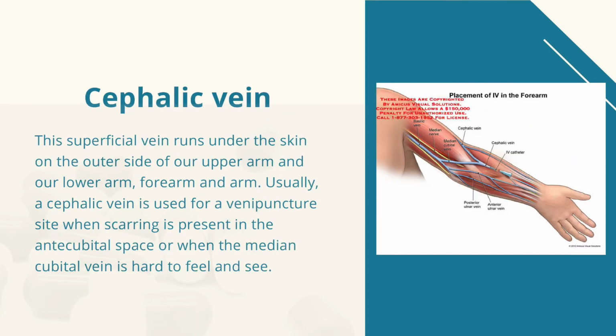The second one would be the cephalic vein. This superficial vein runs under the skin on the outer side of our upper arm and our lower arm, the forearm. Usually, the cephalic vein is used as a venipuncture site when scarring is present in the antecubital space or when the median cubital vein is hard to feel and see.